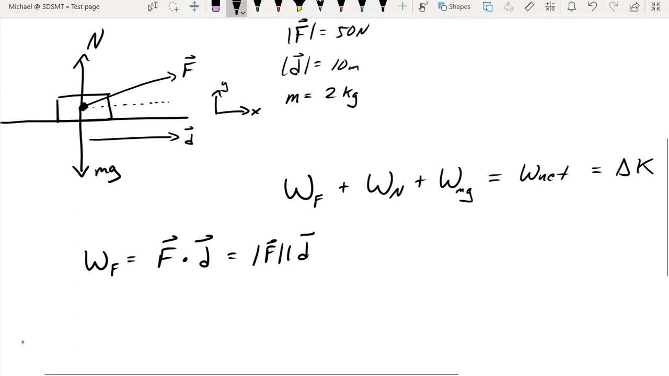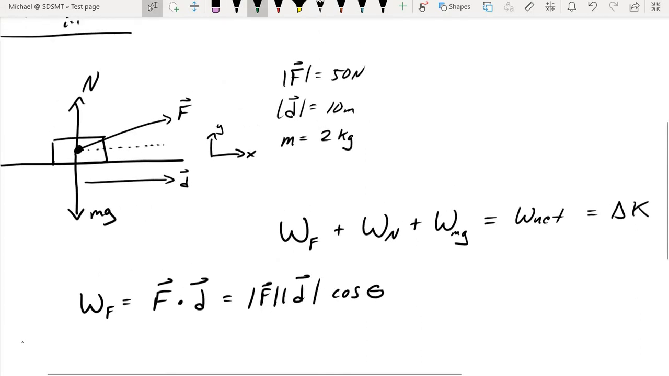We can evaluate that by taking the magnitude of each vector times the cosine of the angle between them. Now, I haven't defined an angle yet, but we'll put theta right there. Theta is measuring the angle between F and the x-axis, but the displacement vector is along the x-axis, so theta will be the angle between the force vector and the displacement vector. And we'll say that's 20 degrees.